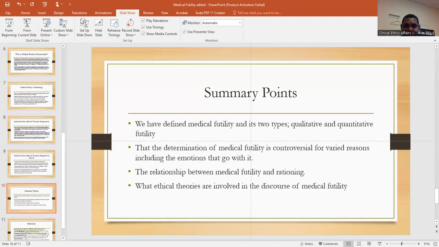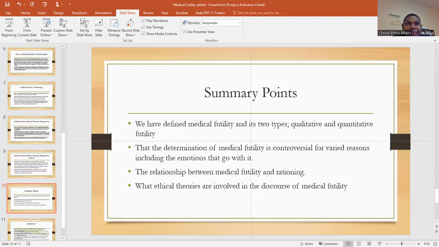Having said all these, we'll look at the summary points of this discussion. In this presentation, we have attempted to discuss medical futility as well as demonstrated the different types of medical futility. We said in this presentation that there are two types of medical futility, the qualitative and the quantitative, and we tried to show the difference between them. We went on to talk about the determination of medical futility.